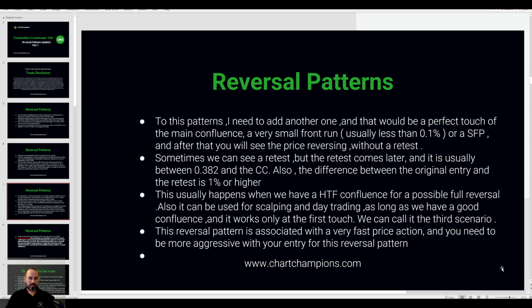To these patterns, I need to add another one, and that would be a perfect touch of the main confluence, or a very small front run, usually less than 0.1%, or a small swing failure pattern, so a wick to the upside or to the downside, and then the reversal. After that, you see the price reversing without a retest. This is the main thing about this.